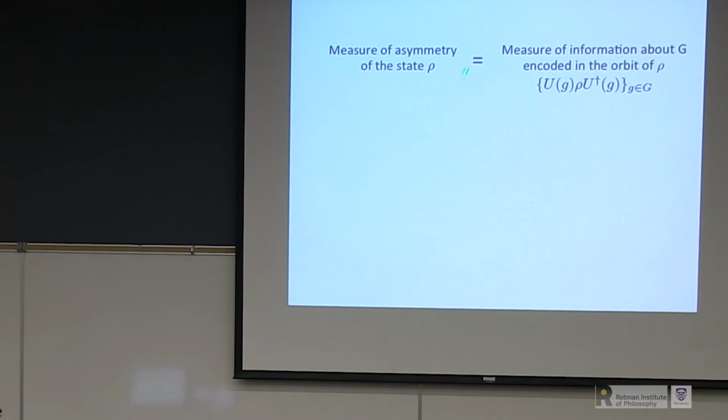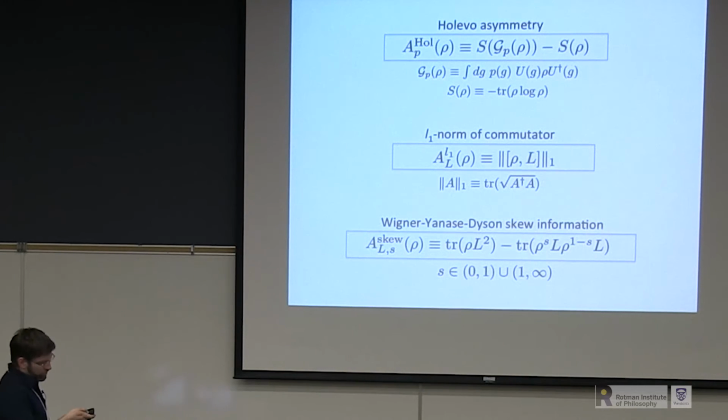So one of the consequences of this is that if I ask to find measures of asymmetry of a state, ultimately I can get any such measure by just trying to quantify the information about the group that's encoded in the group orbit of rho. So if you just give me any standard measure of information and apply it to the group orbit of the state, you get a measure of asymmetry. So I gave you these 3 examples of measures of information that quantum information theorists like, and I just put them through the crank and I can derive measures of asymmetry.